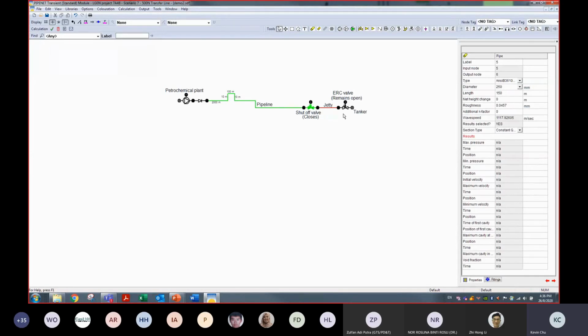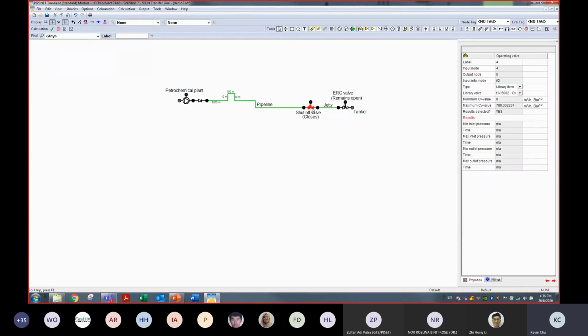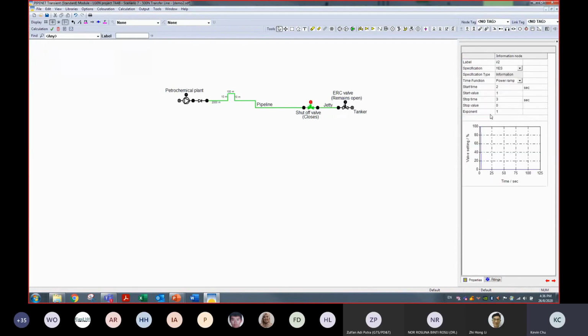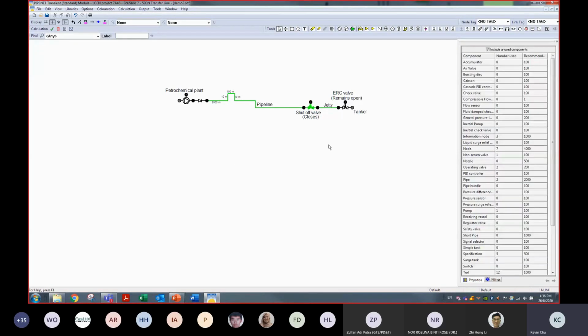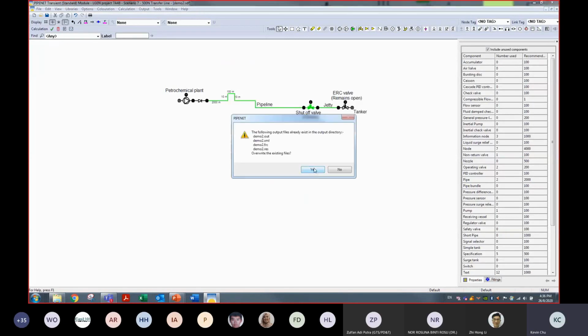In this analysis, we want to see what happens to the system if we close off the valve in 1 second. As you can see here, the start time is 2 seconds, when we start to close the valve, and the valve will be fully closed at 3 seconds, which means the closing time for the valve is 1 second. So this is a very fast closing valve. After we set up the model, we can start running the case. So let's try to run the case.